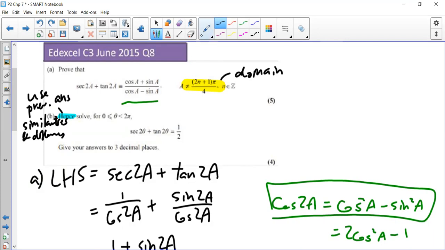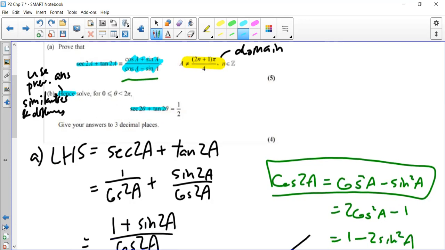Well, the similarity, hope that you do realize, is that sec 2 theta plus tan 2 theta is quite the same as the left-hand side, this one. And from part A, we've proved that sec 2A plus tan 2A is the same as the right-hand side, this part. It equals the right-hand side. So then we can replace the left side of the equation in part B: sec 2 theta plus tan 2 theta, instead of writing that, we can now use cos A plus sine A over cos A minus sine A. In fact, the A is just theta. So we'll do that.